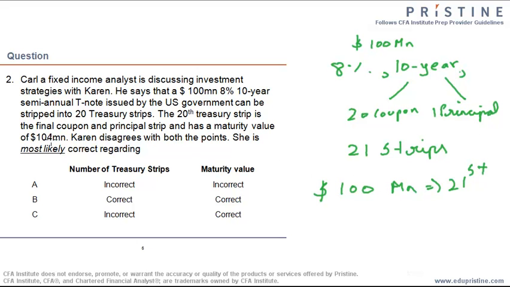So here Carl said that the maturity would be $104 million, right? And the number of Treasury strips is 20. So he is incorrect regarding both the statements which he made. So Karen is correct regarding both the points. Her stand is right in both the cases. So if you see choice B, it says that Karen is most likely correct regarding both the number of Treasury strips and the maturity value. So this is the right answer.